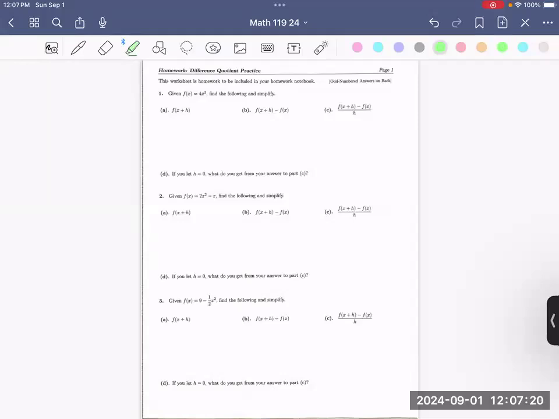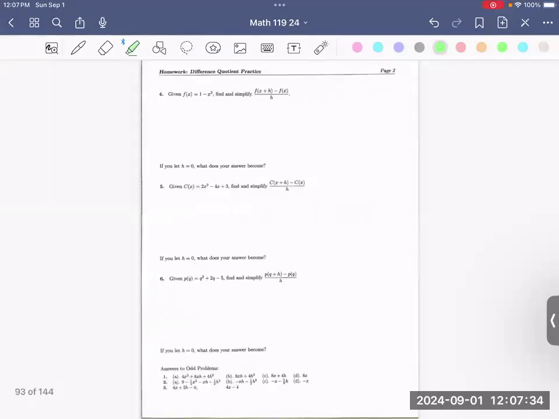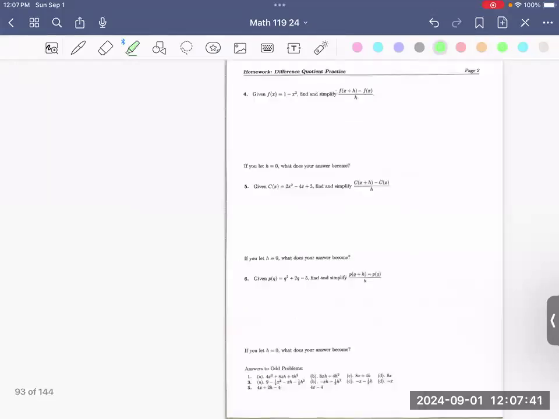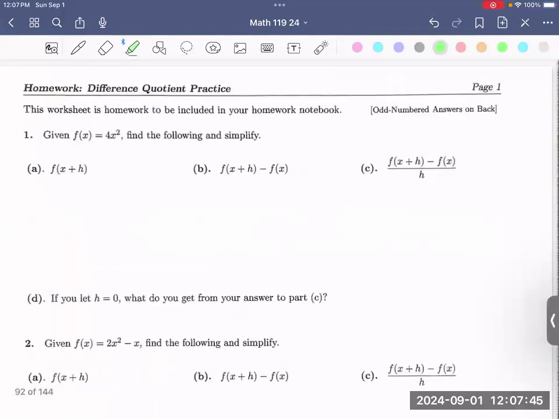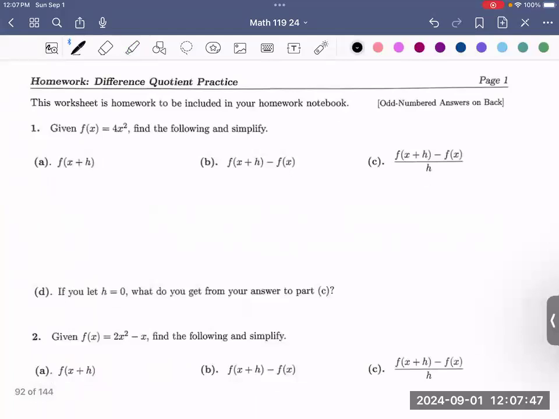Today we're going to be working on the difference quotient practice. We're just going to be doing the odd numbered problems just to get you started, and then you can go ahead and try out the even ones. And you'll see that on the back, the answers to the odd problems are as such. So if you wanted to pause the video and do the odd ones first, then go ahead. All right, so let's take a look.